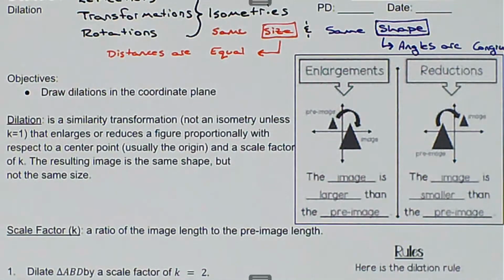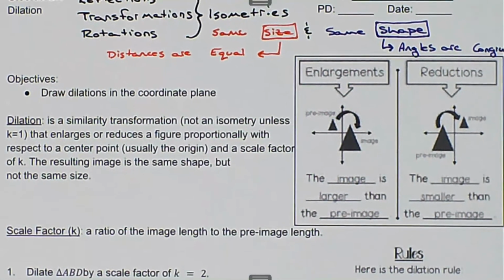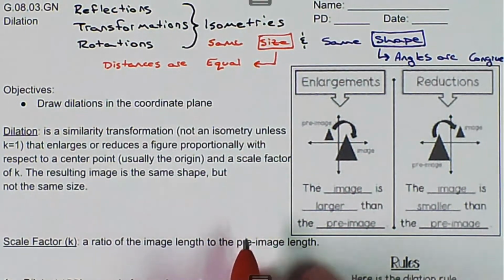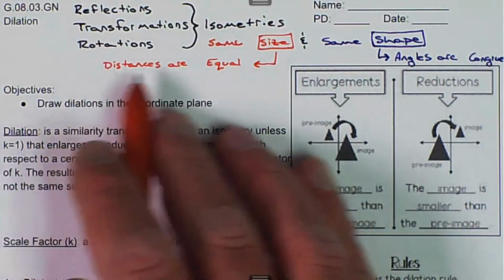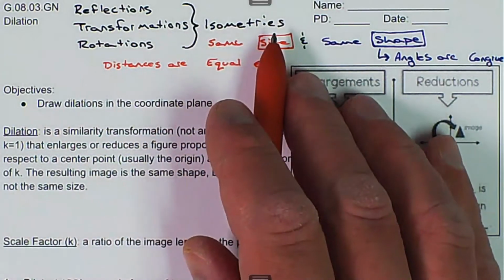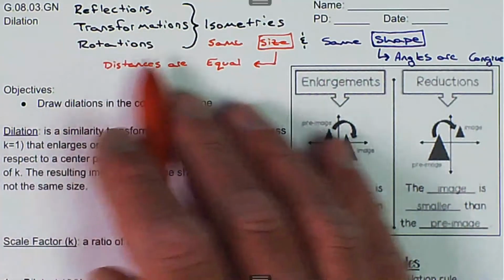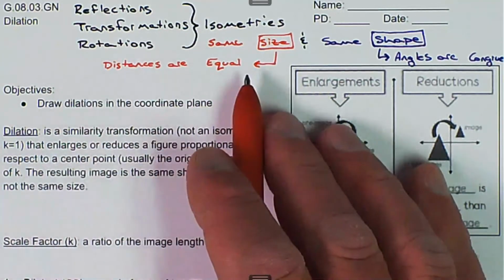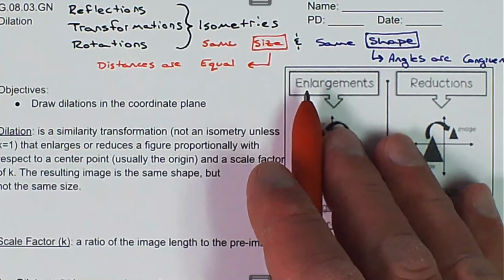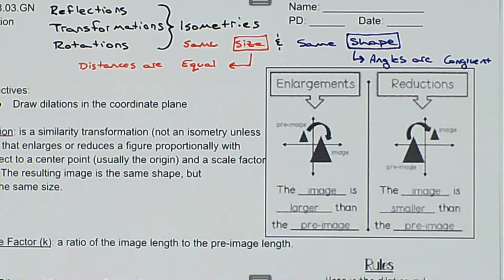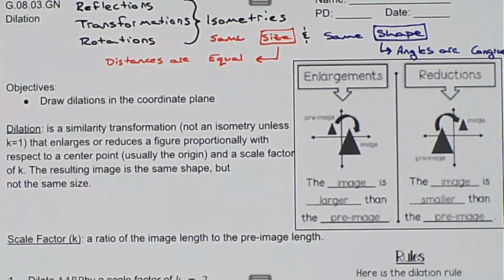So that was a review of what we've talked about previously. We've had reflections, transformations, rotations. Those are all isometries. And what that means is no matter how we move it, the shape doesn't change. The distances will remain equal and the angles will remain congruent. So nothing's going to change there. Now we look at dilation.